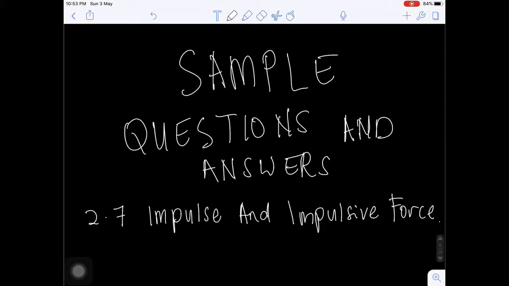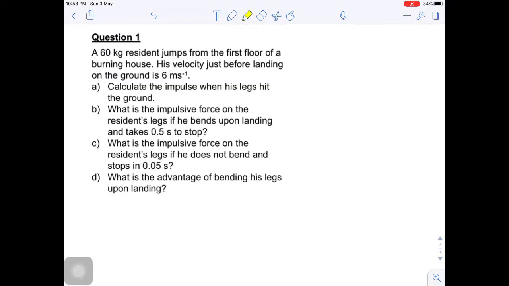Hi everyone, in this video I would like to share a few questions and answers on impulse and impulsive force. A 60 kg resident jumps from the first floor of a burning house. His velocity just before landing on the ground is 6 meters per second.